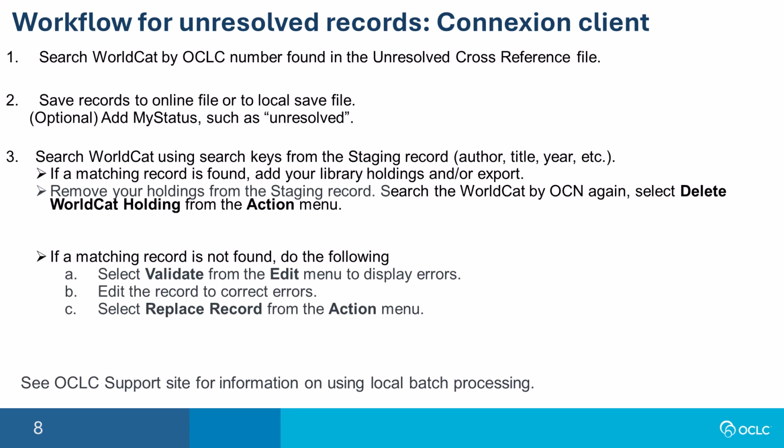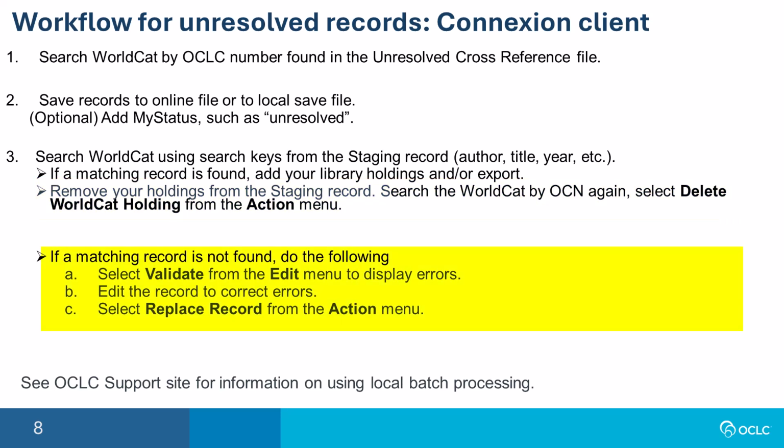Within Connection Client, use the OCLC numbers from cross-reference reports to retrieve records from WorldCat staging. Save the records to the online file or a local save file. Optionally, you can add a My Status, such as Unresolved, to help you identify the records. Search WorldCat using search keys from the staging record, such as author, title, year, etc. If a matching record is found, add your library holdings and/or export the record. Then, to remove your library holdings from the staging record, search WorldCat by the OCN again. Select Delete WorldCat Holding from the Action menu.